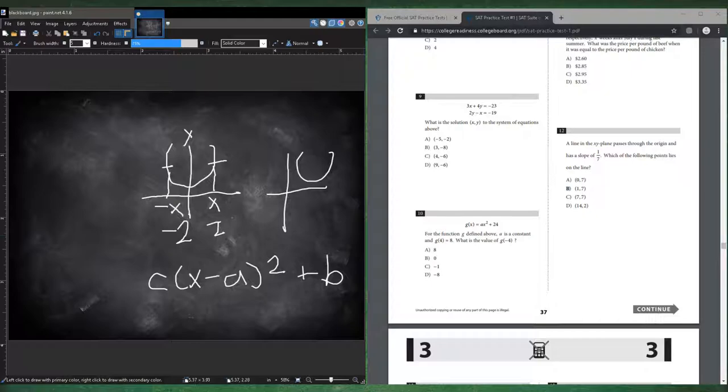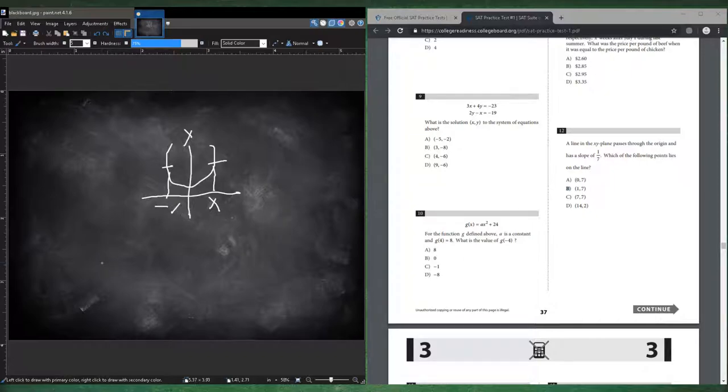Since you know that this is symmetric, g of 4 is the same thing as g of negative 4. So g of negative 4 is just equal to 8. So the answer is just A. This is a pretty easy question.